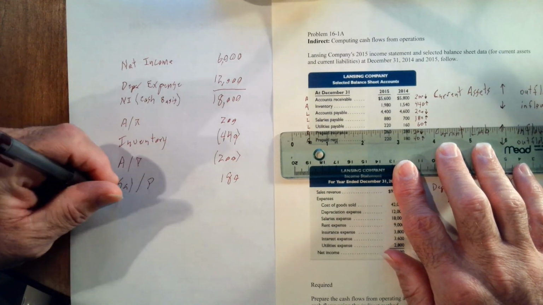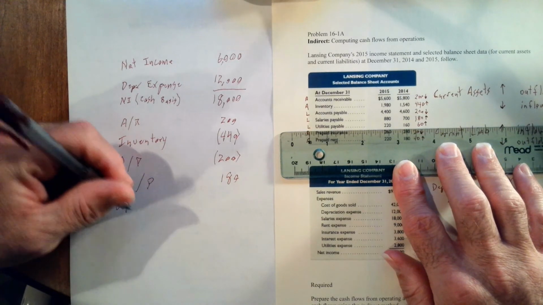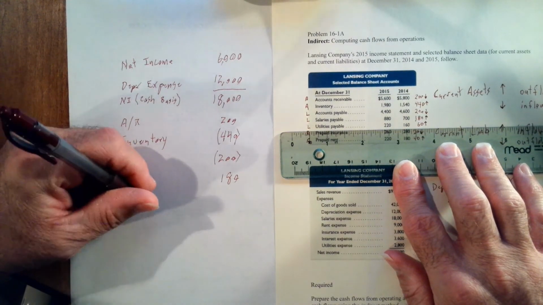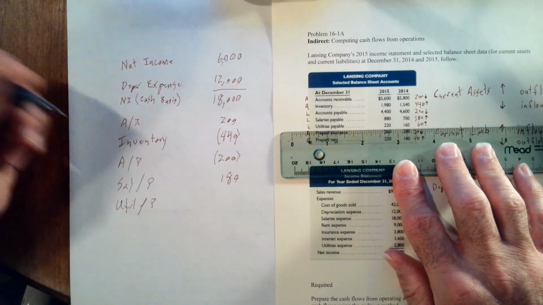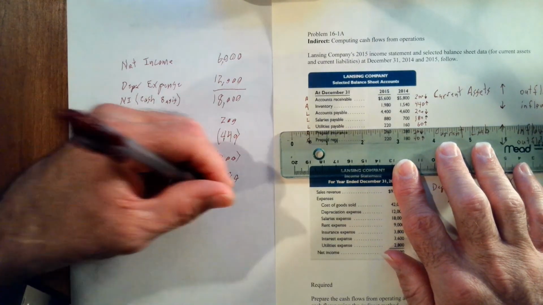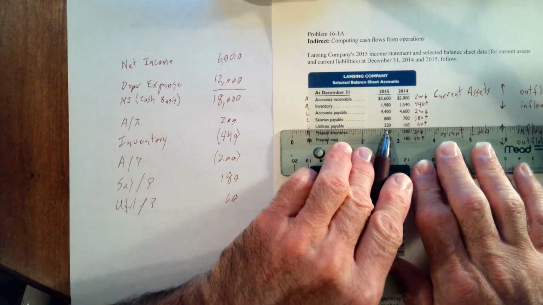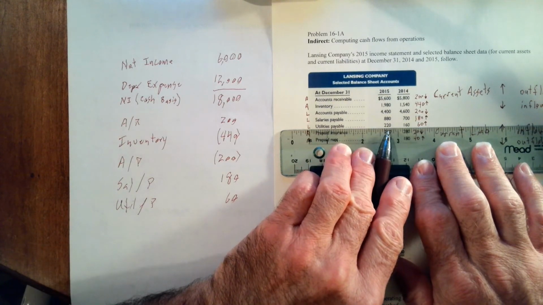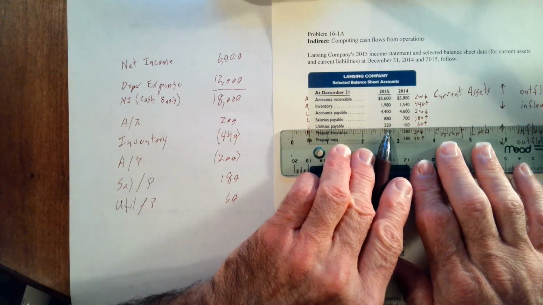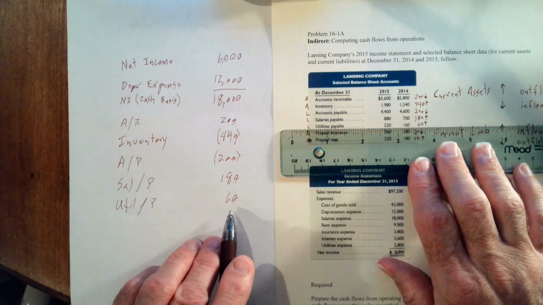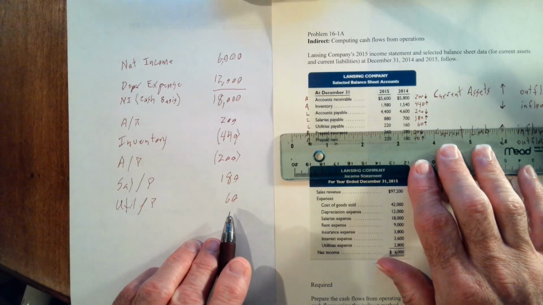Utilities payable increased by $60. What do you think? I owed this much and I owe more. Isn't that the same thing as borrowing more money from your friend? Yes, it is. So that's an inflow of $60. So it's going to be positive.